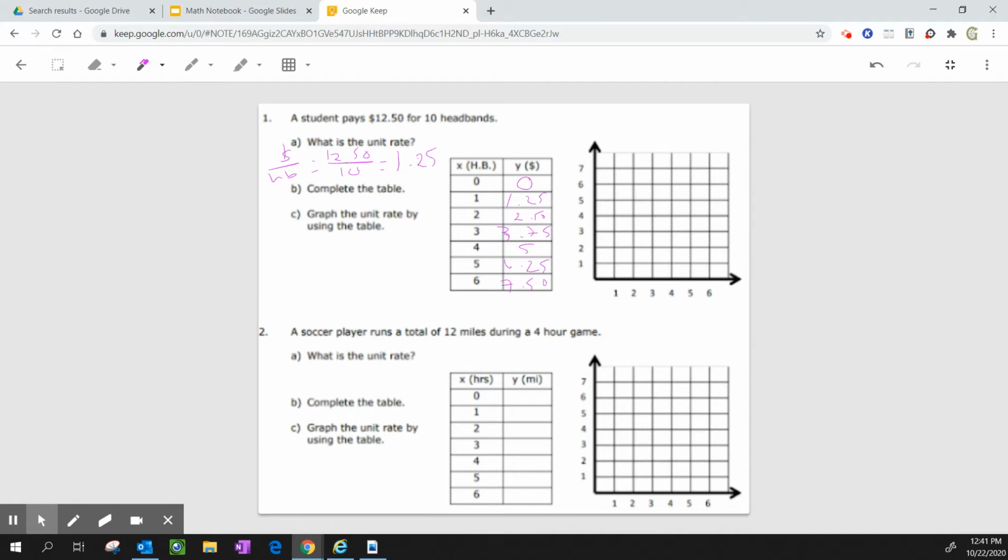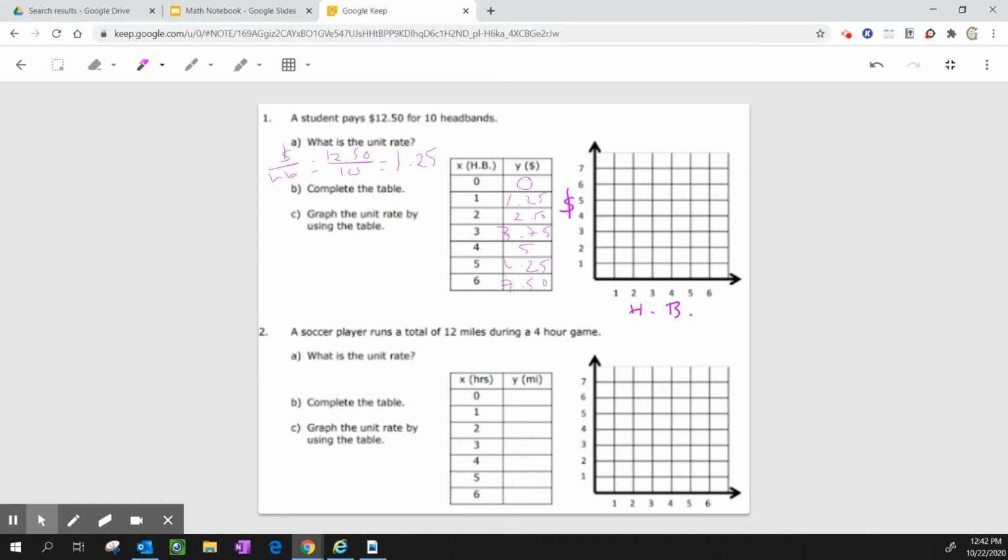The last thing, or this new connection, is looking at what it looks like on the graph. So it says graph the unit rate by using the table. I'm going to make my dot a little bigger so it's easier to see on the graph. So using the table, we could just do these points. It told us headbands are going to be X. So remember, this is your X-axis. So we could call it headbands, right? And the Y-axis is going to be dollars. So we could label that one. And then we'll make the points.